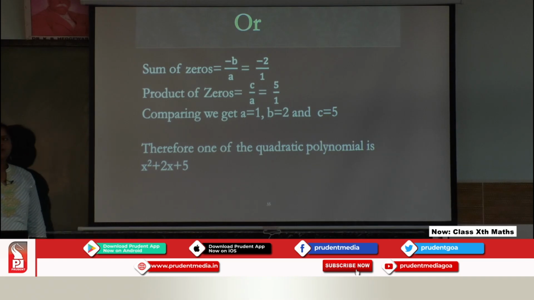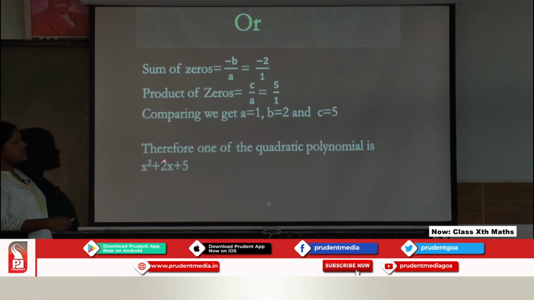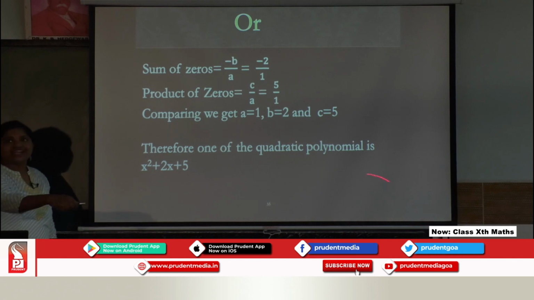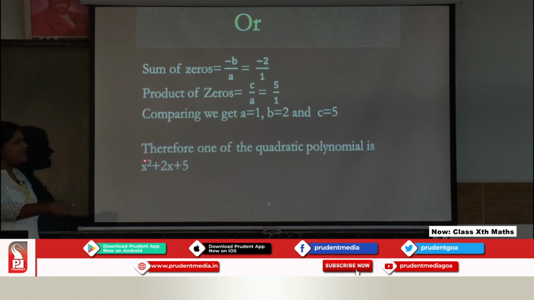Now, a very important part is that never ever equate this polynomial with 0. Okay, we are just framing the quadratic polynomial, so just write x square plus 2x plus 5. Don't write x square plus 2x plus 5 equal to 0, that is wrong. Okay, so you have to write x square plus 2x plus 5.